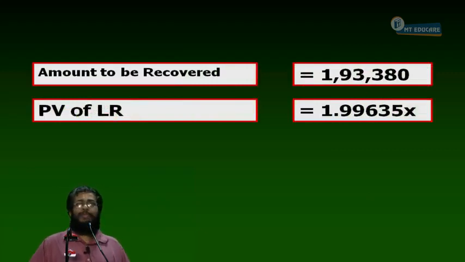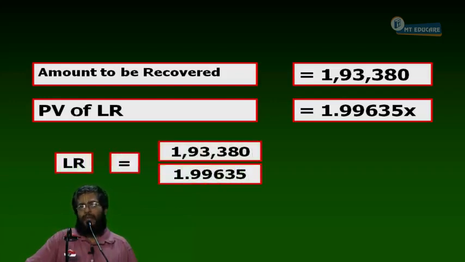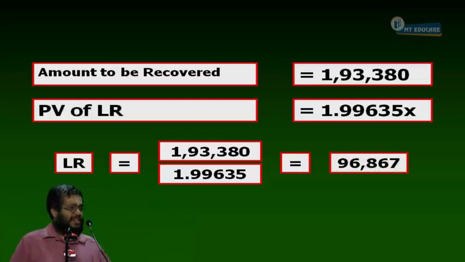1.99635X is equal to 1,93,380. Tell me what is the amount of the lease rental? It is going to be 1,93,380 divided by 1.99635. What is the number? 96,867. The lease rental should be 96,867.